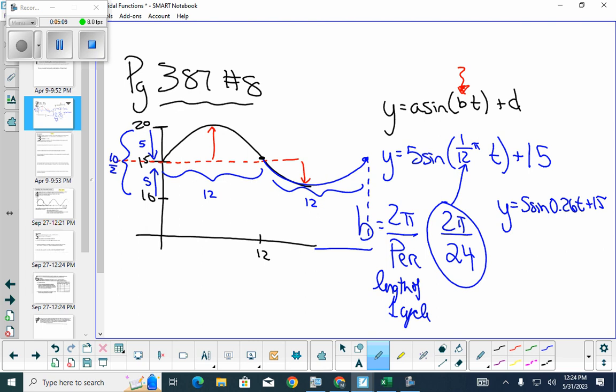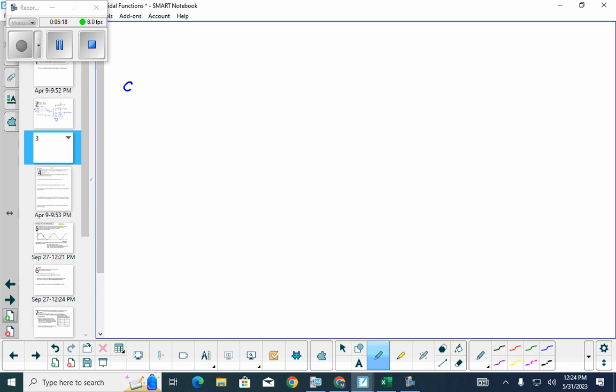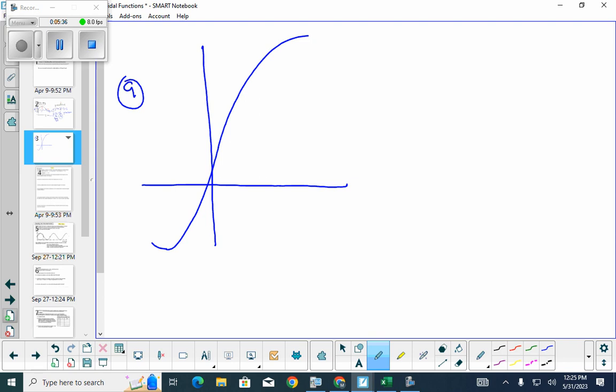Okay, so flip the page. Let's try a harder one. Let's try number 9. So just give me a second here to draw this out. Okay, so it goes like that. So you're just kind of drawing. So that's all it gave you.